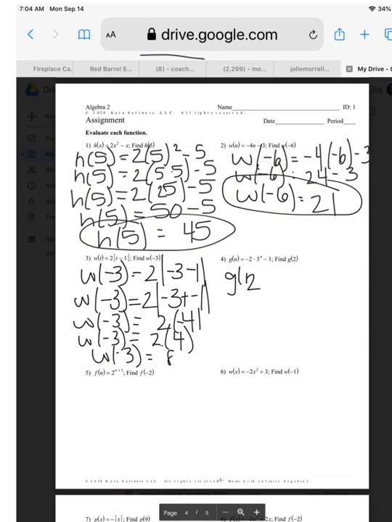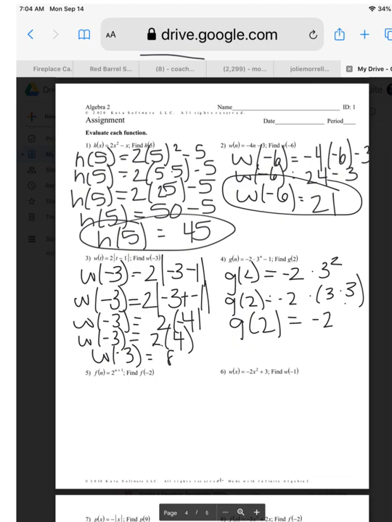2. Okay? We're plugging in 2. Okay, g of 2 equals -2 times, and 3 times 3, right? Just gave you the answer. 3 times 3, okay? 3 squared means 3 times 3. G of 2. Then we need to do it in the parentheses first. -2 times 9. G of 2 equals -18.